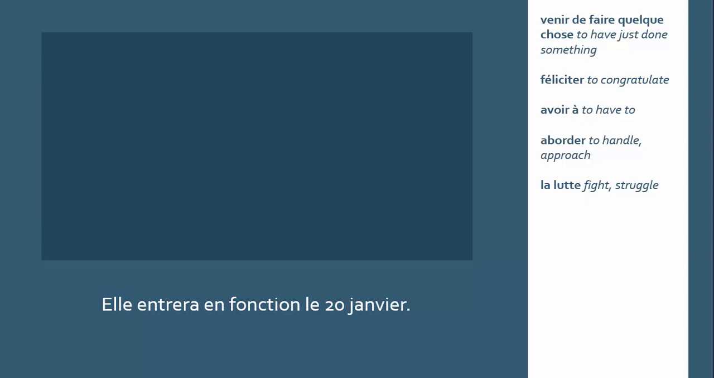And then notice one thing that many people get wrong is when giving dates. In English we say on the 20th of January. In French, you don't need a preposition there. You don't need to say au 20 janvier, dans le 20 janvier, sur le 20... No, just le 20 janvier. Okay, so literally, she will enter in function the 20th January. Or rather, the 20 January, because you don't say le 20e janvier, just le 20 janvier. So, it will come into office on the 20th of January.